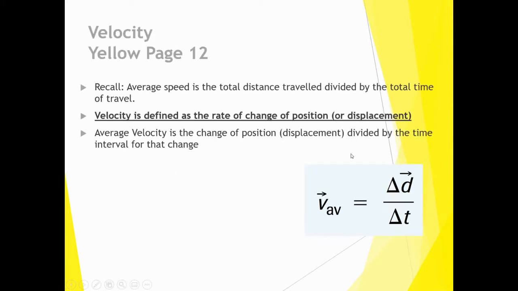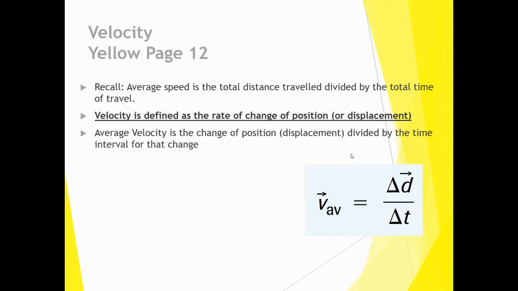So now we're going to move on to the last topic in chapter 3, where we're going to consider the differences between speed and velocity. So you should be on page 12 in your yellow packet. And up at the top, it says, recall the average speed is the total distance traveled divided by the total time of travel. And the difference to that is velocity is defined as the rate of change of position or displacement. So we pay attention to average velocity being the change of position divided by the time interval for that change.